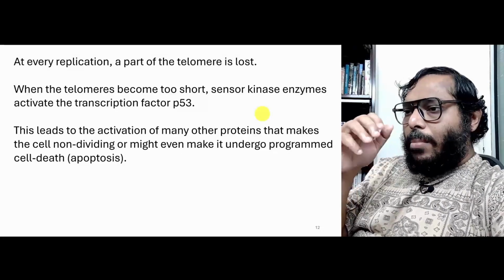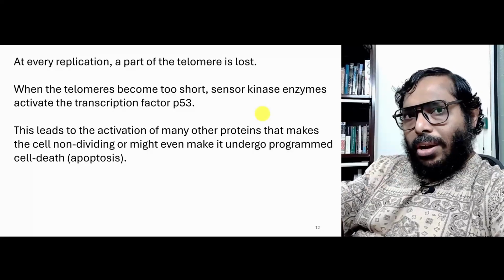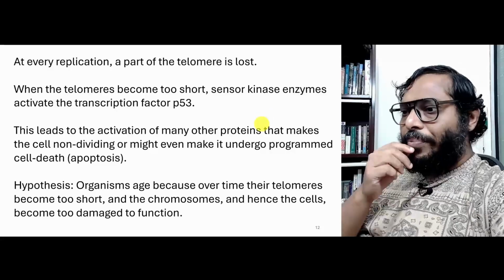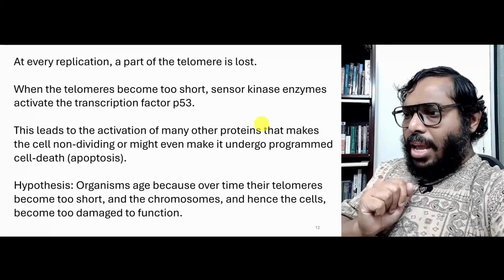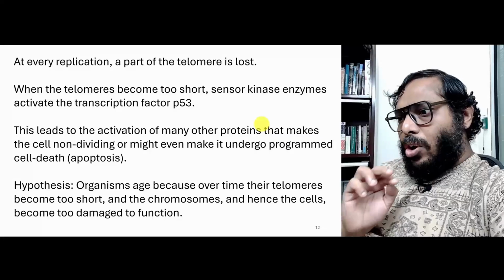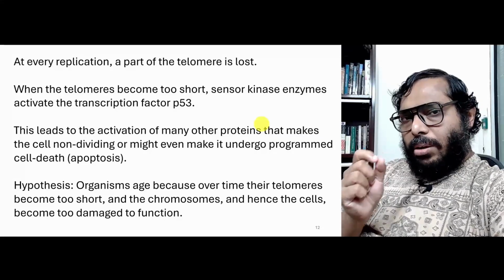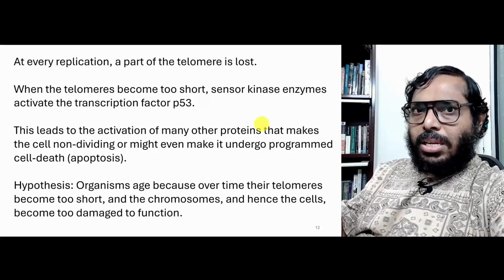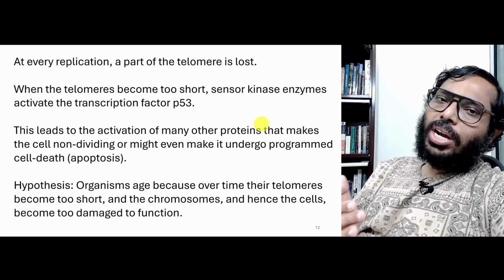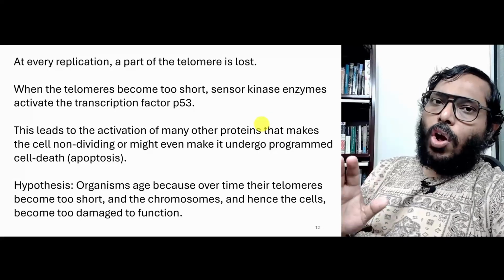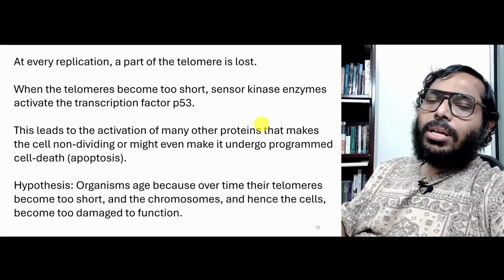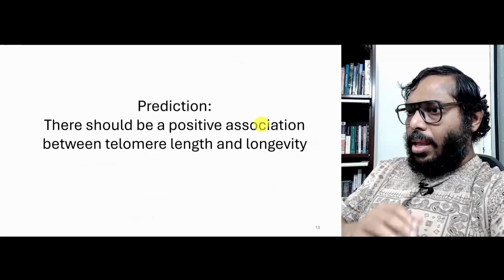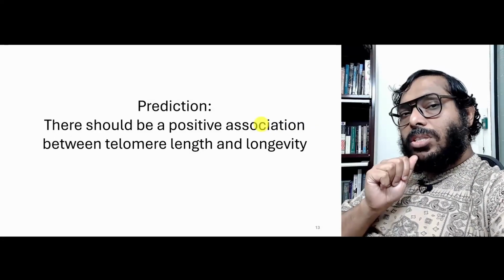But the arresting of growth or the death of the cells is also something that is related to aging, right. So, the hypothesis here is that organisms age because over time their telomeres become too short, and when that happens, the chromosomes and hence the cells become too damaged to function normally. So, they basically become non-functional or misfunctional, and at that point the organism starts showing all kinds of symptoms of aging. Okay. So, if that be the case, then what is my prediction?